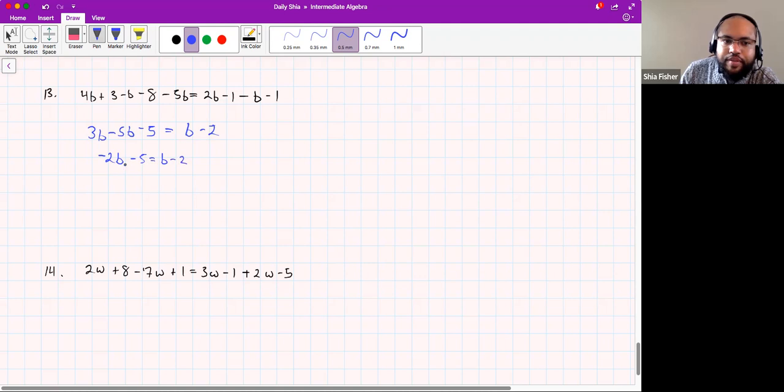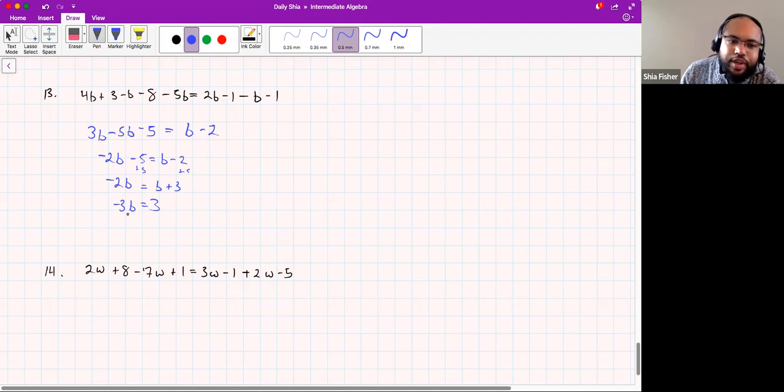I want to get rid of this 5, so I'm going to say minus b, so plus 5 here, plus 5 there, b, and then -2 plus 5 is going to be a plus 3. And here, I want to subtract a b. Pay attention to your signs here. Equals 3.